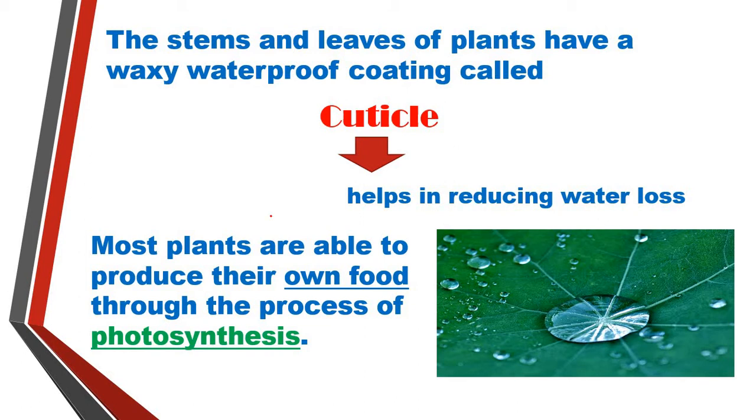Most plants are able to produce their own food. They are autotrophs because they can carry out a process known as photosynthesis. Photosynthesis allows plants to produce their own food using light from the sun, carbon dioxide gas from air, and some nutrients from the soil.